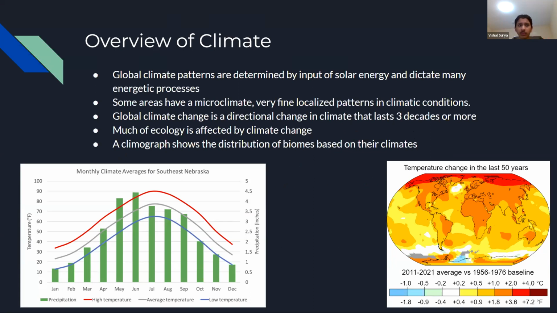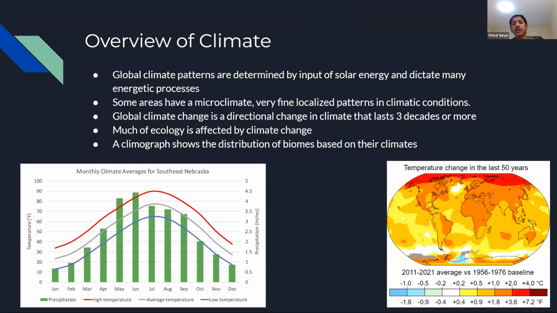Some areas have a microclimate, which are very fine and localized patterns in the climatic conditions. For example, in a certain region of a biome or a certain region of an ecosystem, there could be a certain climate that covers it over a really long time. But then global climate change, which is another important topic to know about, is a directional change in climate that lasts 3 decades or more. Right now we're obviously seeing global change with the polar ice caps melting, etc. So this global climate change is a directional change towards increasing temperatures that lasts 3 decades or more.